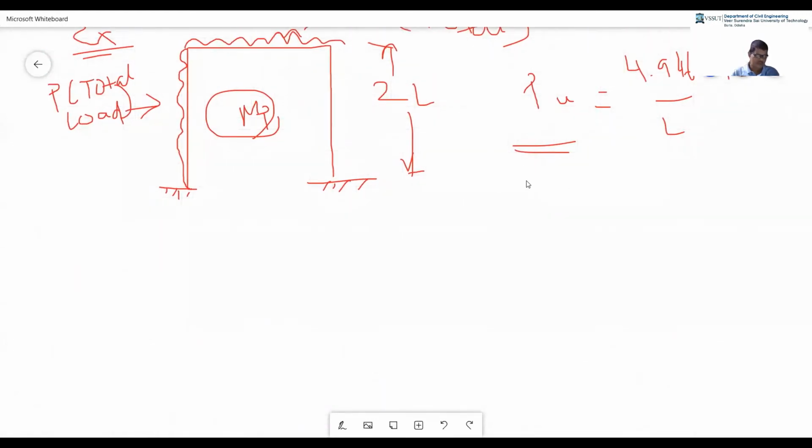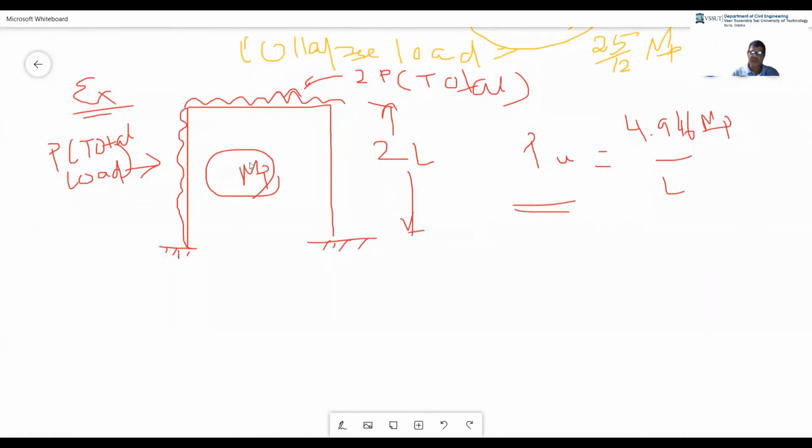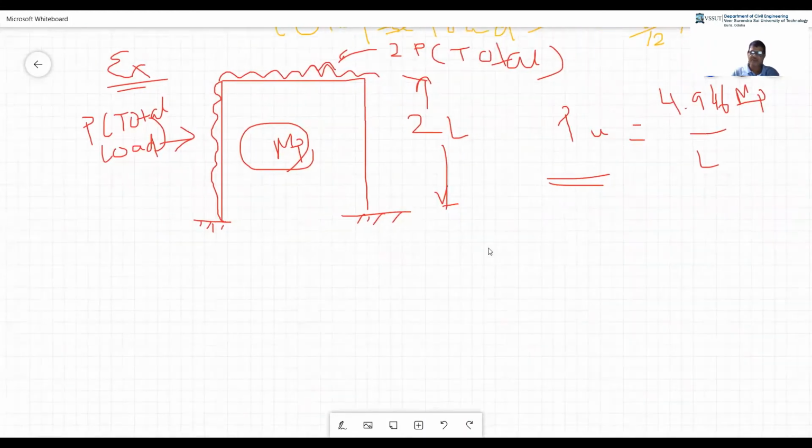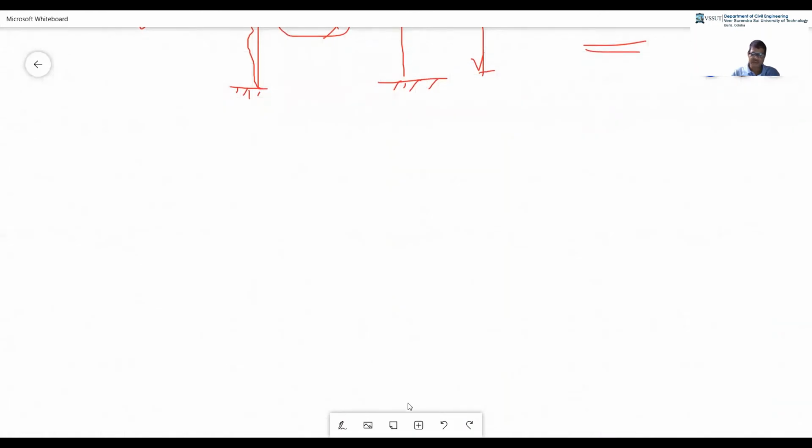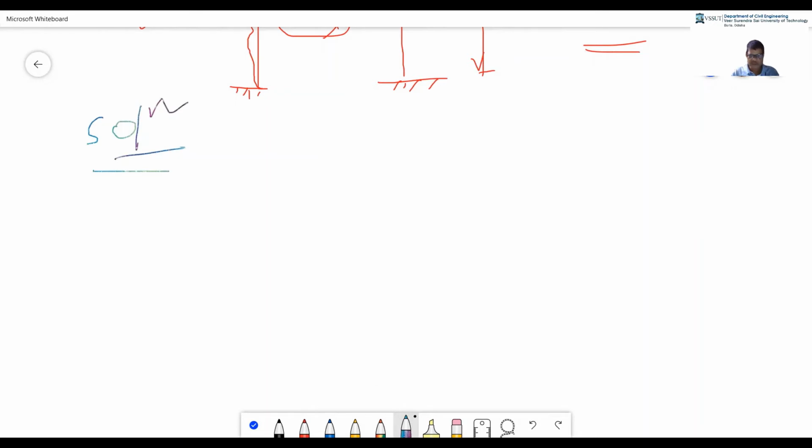Okay. So in the composite mechanism, it has been given to prove that the value will come like this. Let us go for the composite mechanism solution. Directly, we have to find out the composite mechanism, and the composite mechanism will be like this.